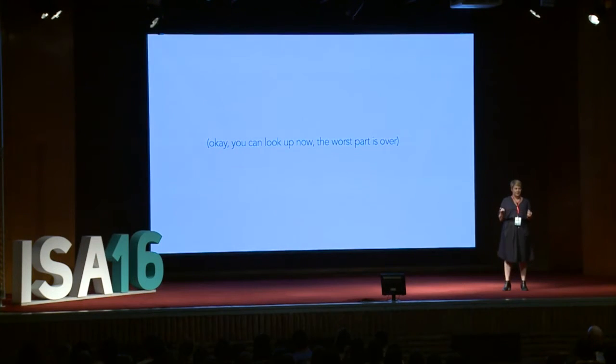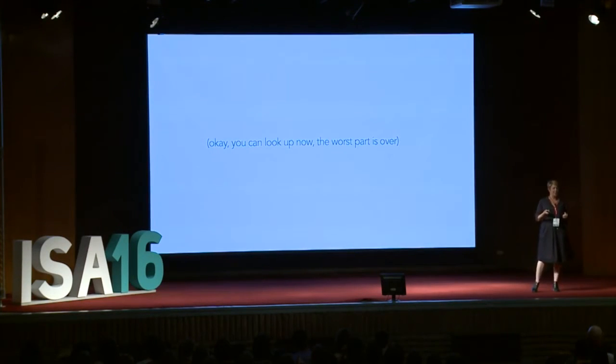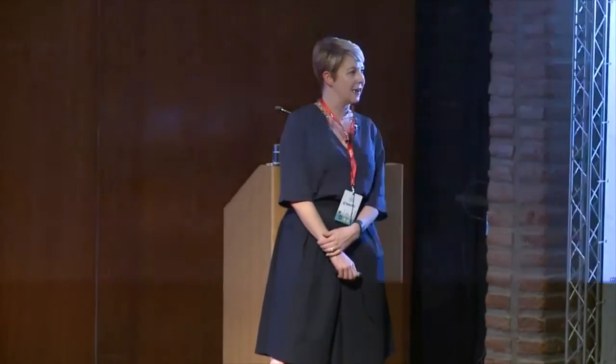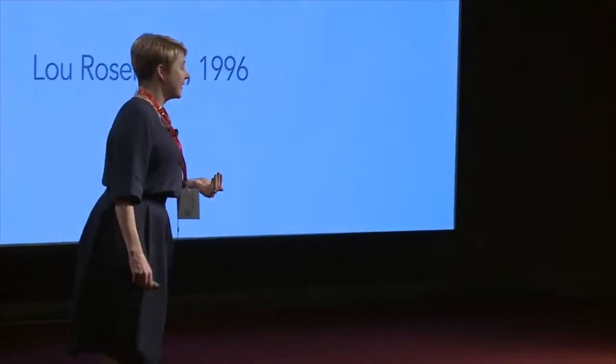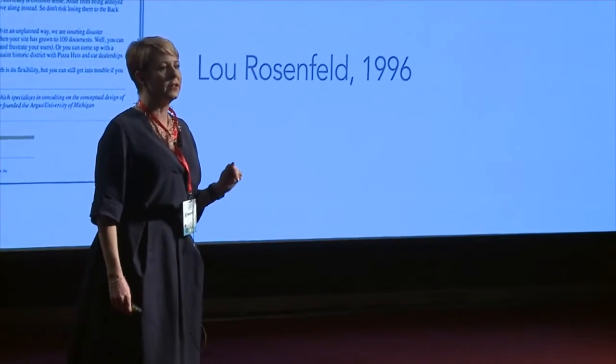But the point is that you look at this ugly web design and these sites that defied any kind of rational approach, and you realize the problems that early information architects were trying to address. So in the very first column that Lou Rosenfeld wrote for Web Review, his column was called Web Architect, not Web Designer, Web Architect. And he wrote that web users face a number of problems: awkward designs, confusing navigational aids, documents covered by walls of blue links, and on and on and on. And he told his users, don't sacrifice functionality to aesthetics, because after the feeling of love wears off, you are married to that website.